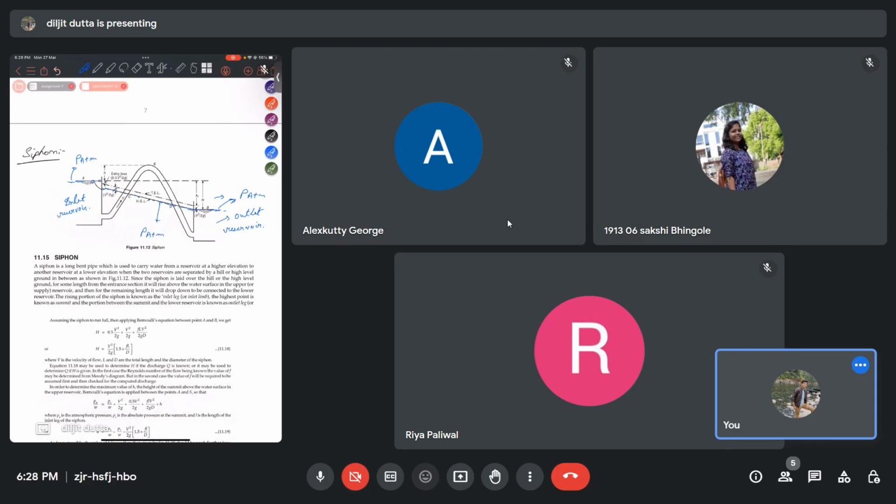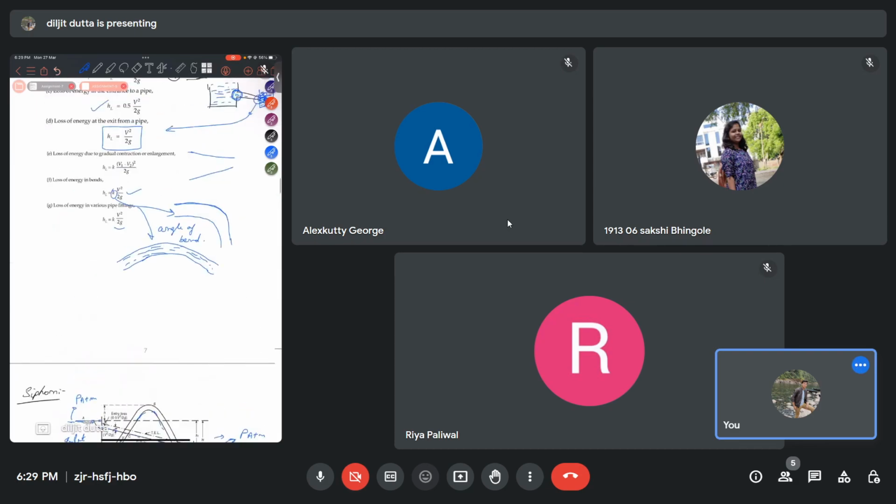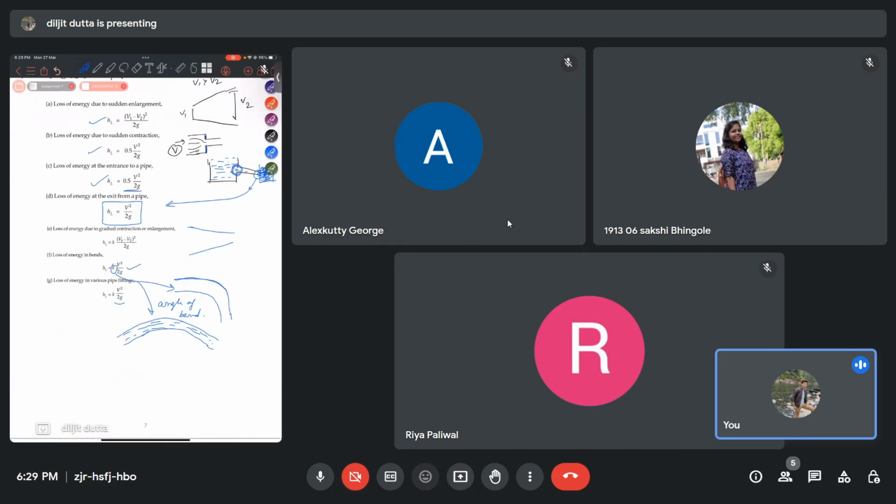And the total energy line will be slightly higher than that of the hydraulic grade line, and this distance gap is given by v squared by 2g. So this is a siphon, it is connected to the inlet reservoir, it is rising above due to the hill or the obstacle in between, and then it is going to the outlet reservoir. So there will be some losses here in the entry section, and these losses are given by 0.5 v squared by 2g.